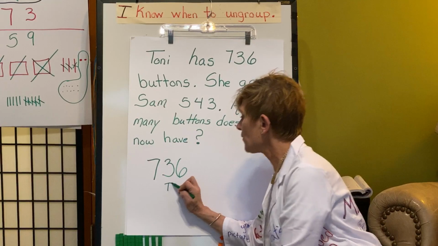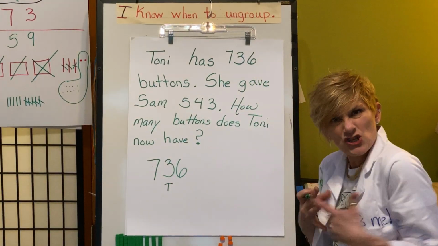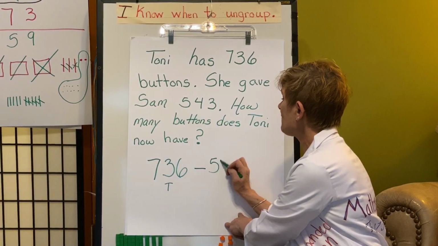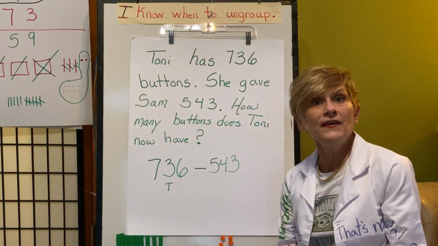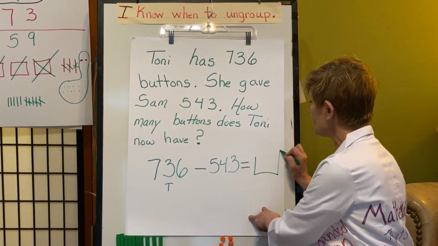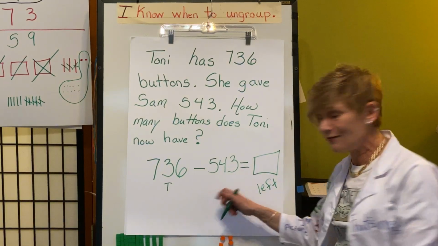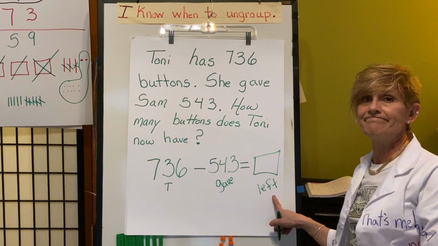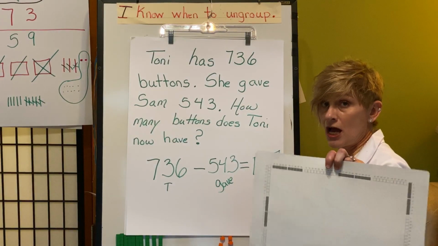So our situation equation would be, we have this as our total. I'll put a T for total. That's also what Tony has. And she took away from her total, subtracted 543. We are looking for the unknown add-in. What is left of the buttons? So what is left?